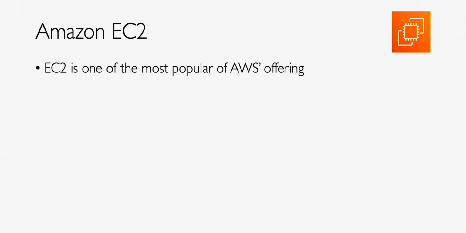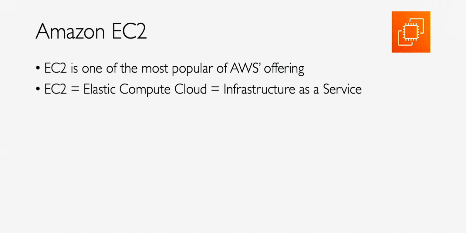So what is Amazon EC2? Well, EC2 is one of the most popular of AWS offerings. It is definitely used everywhere. And what is it? Well, it stands for Elastic Compute Cloud. And this is the way to do infrastructure as a service on AWS.